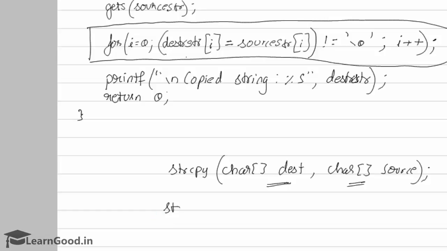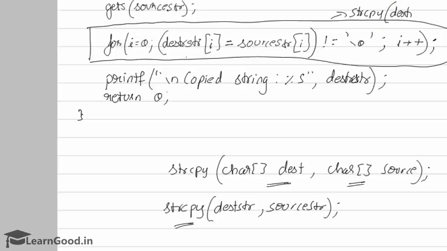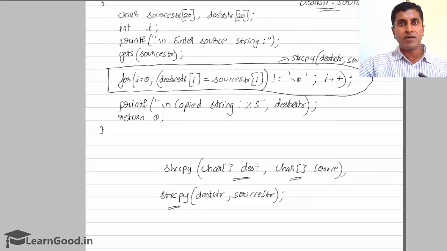To copy this source str to dest str, it can be given as strcpy(dest str, source str). You need not copy character by character. This function takes care of copying all the contents from source str to dest str, including \0. So this line can be written as strcpy. Instead of this for statement, you can give strcpy(dest str, source str). Okay, so the source str data gets copied to dest str.